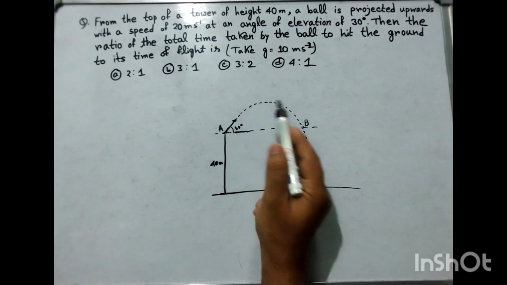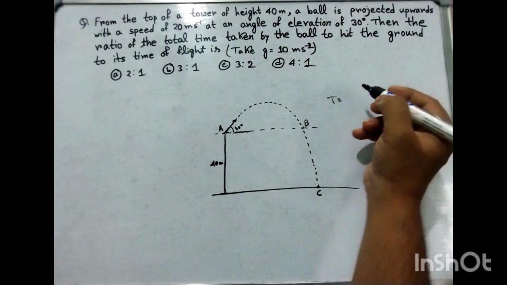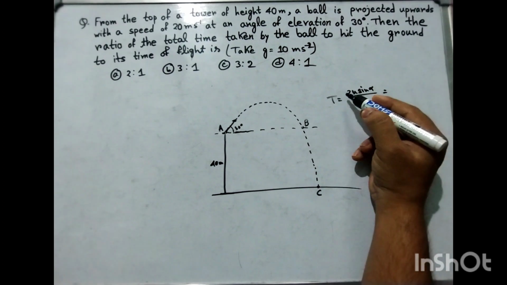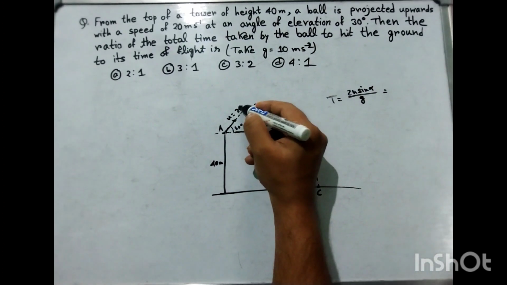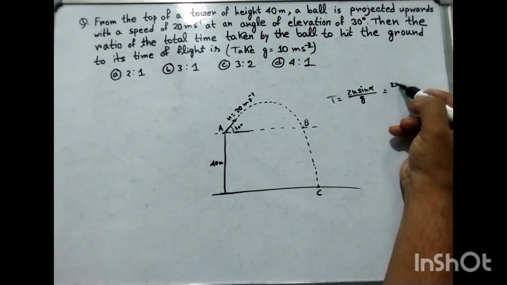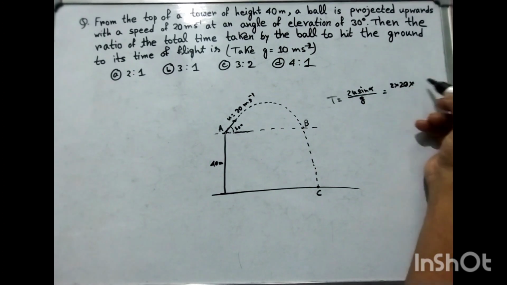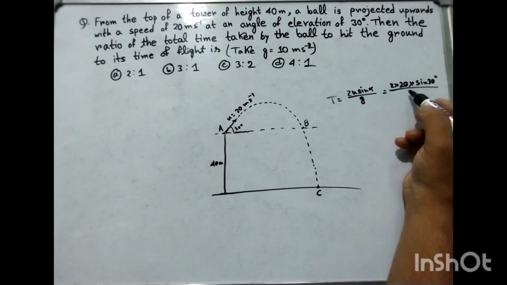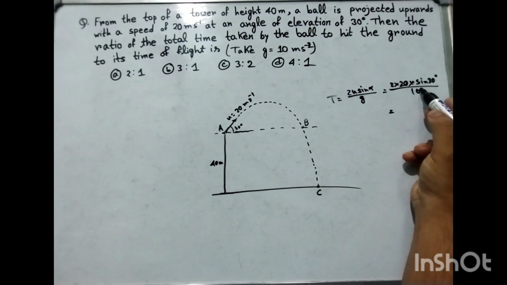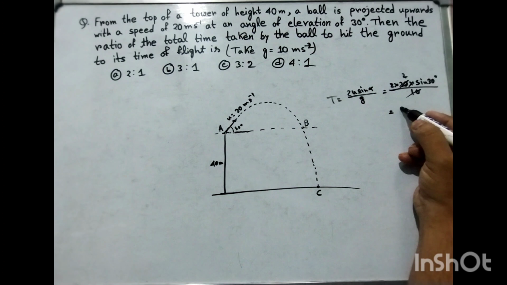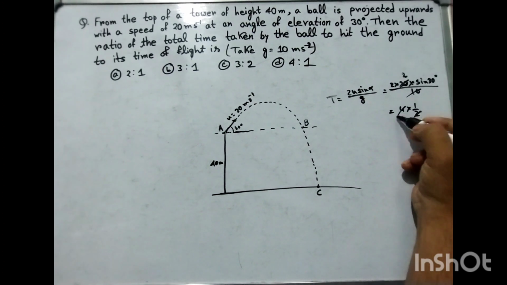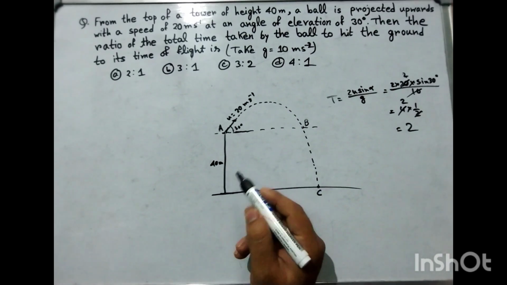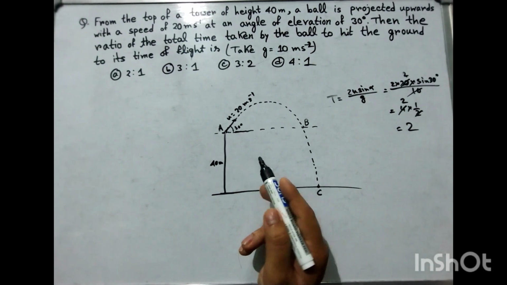To reach from A to B, that is time of flight, and time of flight we know is 2u sin alpha by g. Here u is 20 meter per second, so 2 into 20, alpha is 30, so sin 30 is half, by g, g is 10, so that is 2 into 2, so this is 4 into sin 30 means half, so that is 2. And now we have to find the total time, and this total time you can find in two ways.